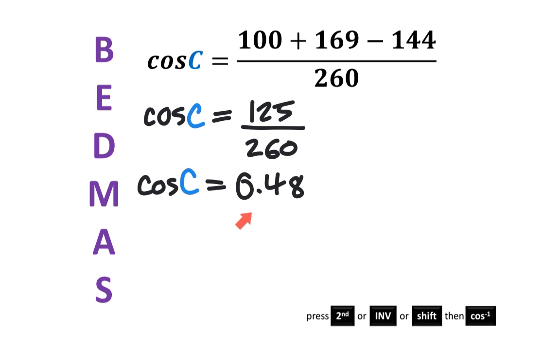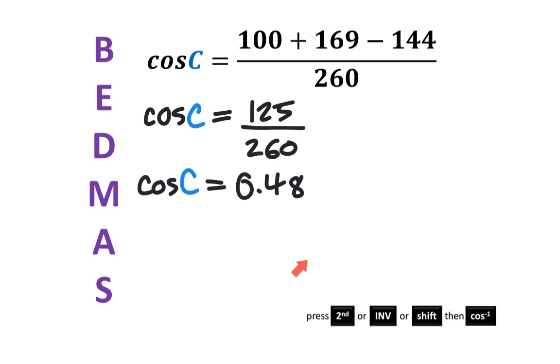Now, this number looks a little bit strange. We're looking for an unknown angle. Could it be possible that this angle is 0.48 degrees? This is definitely not a reasonable angle, so we need to use this button on our calculator, cos -1.